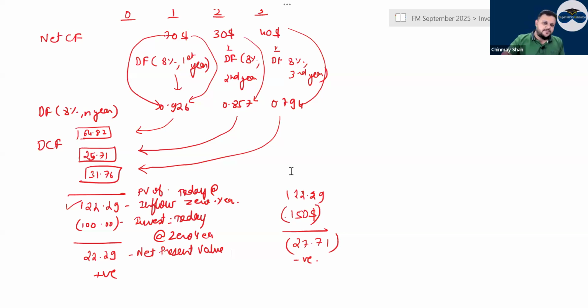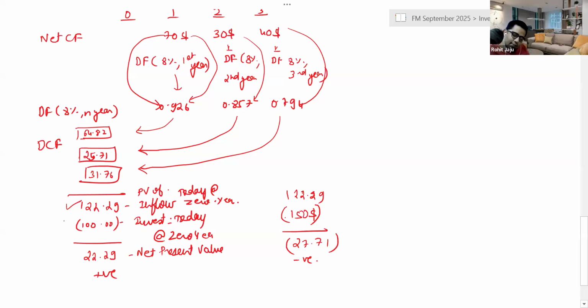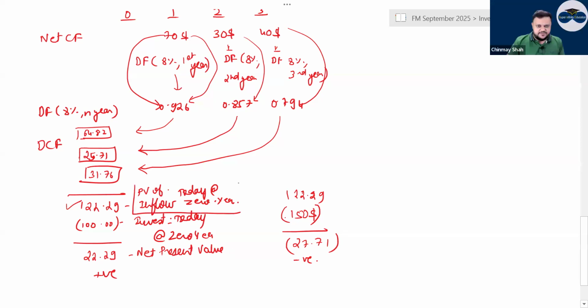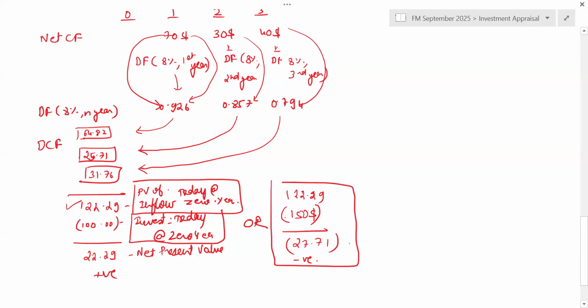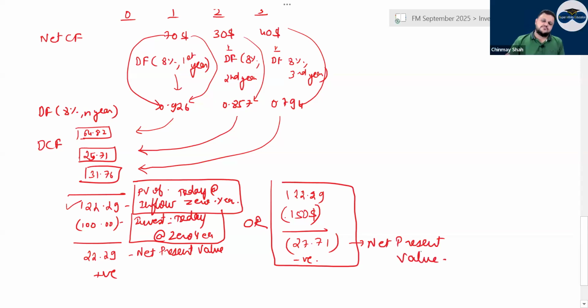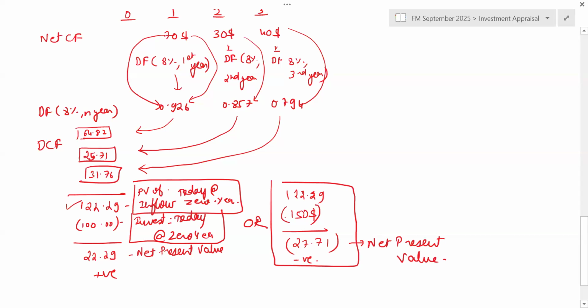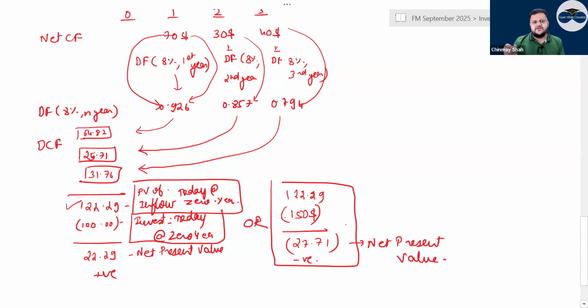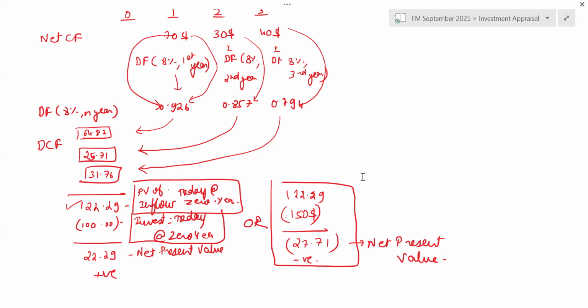Everybody, have you copied it down? Make a box for this. 122.29 is the present value, this or 150. Correct? Sir, what we wrote here, 122.29, it means it is the present value today of what we will receive in the future. Correct. Present value of inflow today at 0 year.